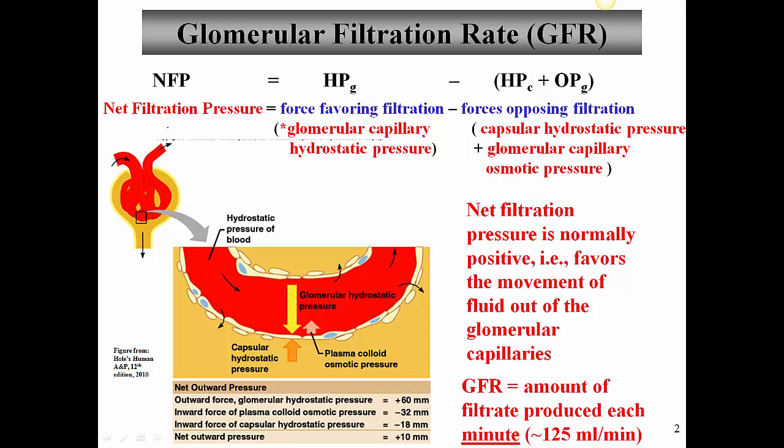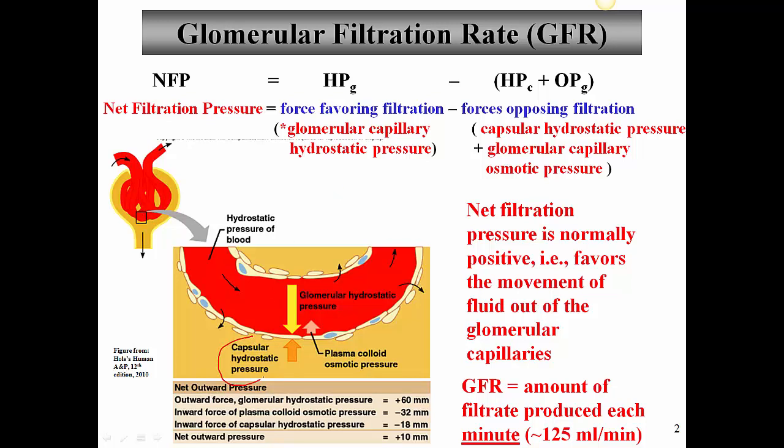Remember when we talked about systemic capillaries, we talked about net filtration pressure. Basically, this was the algebraic sum of the forces moving fluid out of the capillaries and the forces moving fluid back into the capillaries. When we talked about systemic capillaries, we talked about hydrostatic pressure of the blood. This was the force that tended to push fluid out of the capillaries. And we also talked about the colloid osmotic pressure, or simply the osmotic pressure, that tended to pull fluid back into the capillaries.